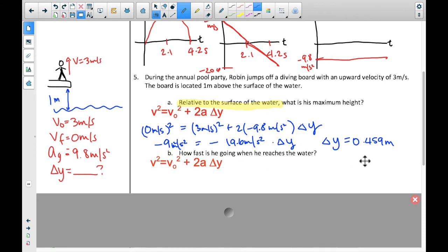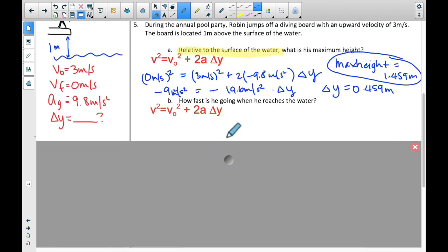When I divide this out, I get 0.459 meters. That's how much the change is. But remember, that is the top of the arc, and the board is 1 meter above the pool. So I actually need to add 1 meter to that. So in other words, the max height is 1.459. That's my max height. Okay, well then how fast is he going when he reaches the water?